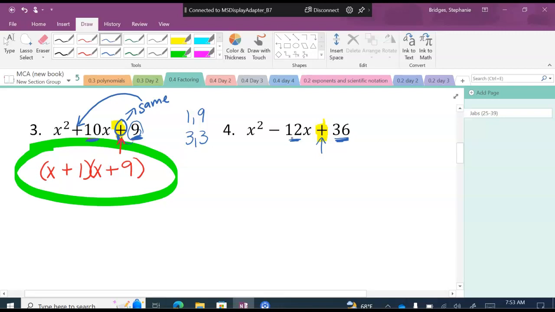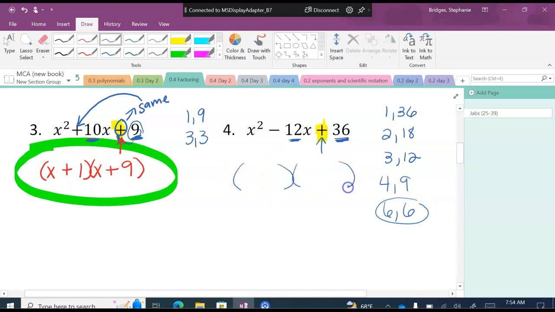Now, some people can think of it right off the bat. Some people need to make a list. I always start with 1 and the number, okay? 36 actually has quite a few factors. So 1 and 36, does that add to give me 12? No. Let's see, 2 and 18, does that add to give me 12? Nope. 3 goes in 12 times, that doesn't add to give me 12. 4 goes in 9 times, does that add to give me 12? 5 doesn't go into 36, but 6 goes in 6 times. Does that add to give me 12? It does, okay.